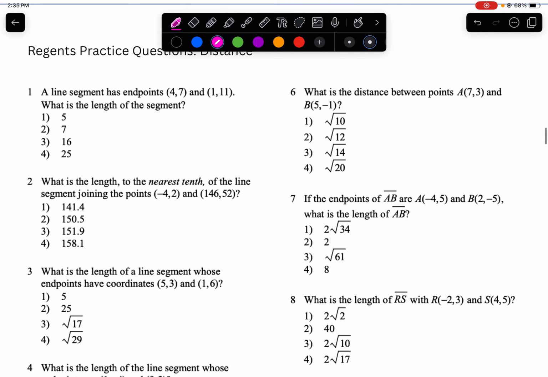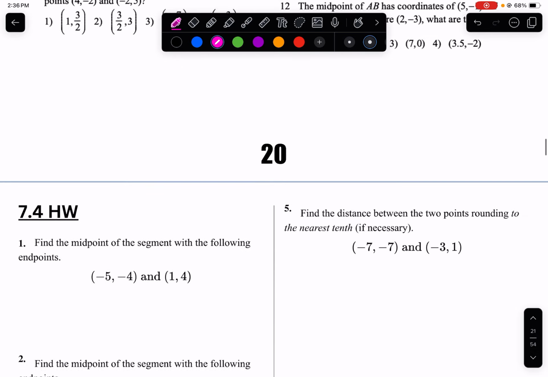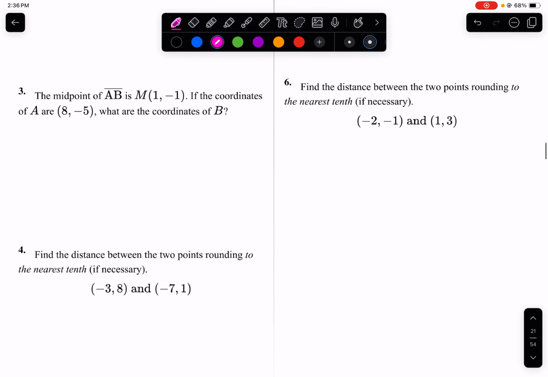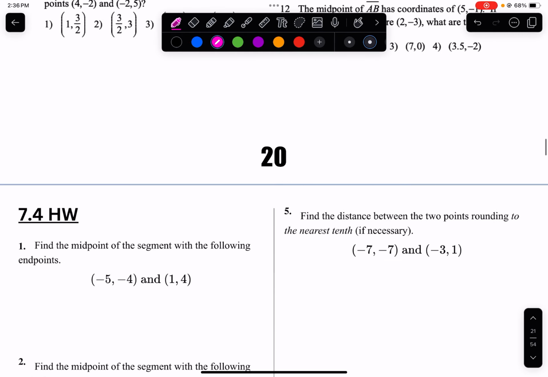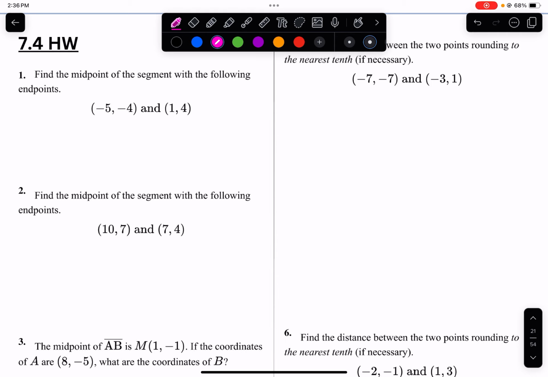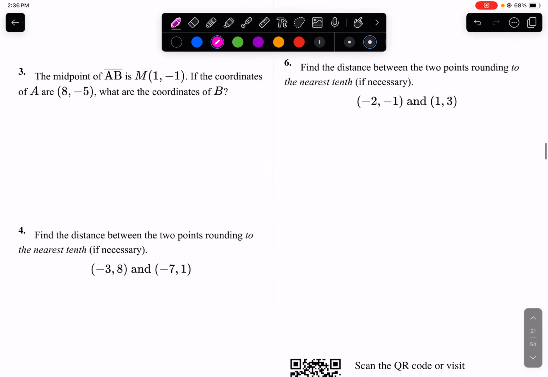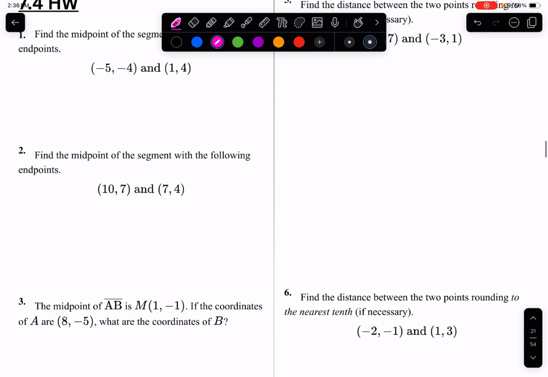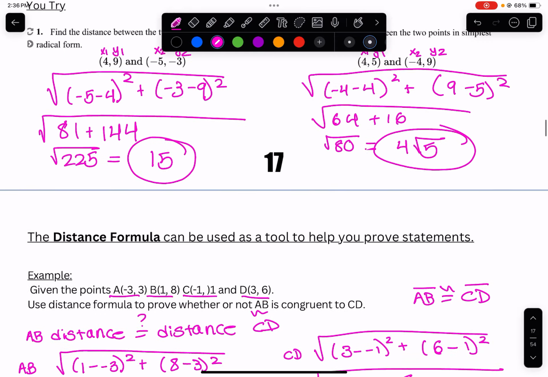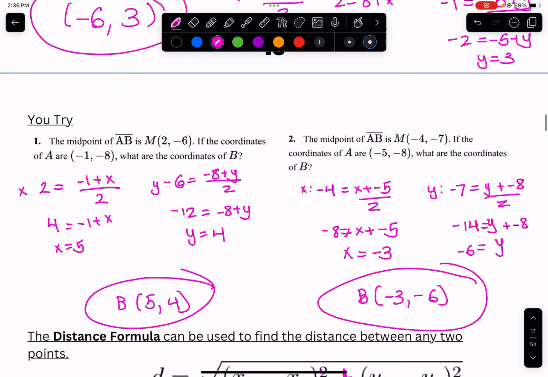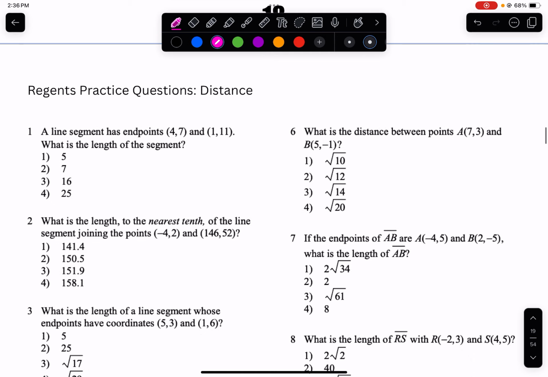Okay, so here's just some more practice. This is examples of like Regents questions. And I'll do these off camera and post the answer key on Classroom. And the same thing when it comes to the homework. It's pretty straightforward. I'll post the answer key on Classroom. I don't think you guys need me to walk through all of them. If you followed along with what I've done so far, it should be pretty self-explanatory.